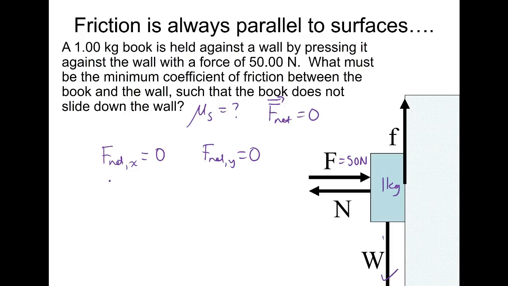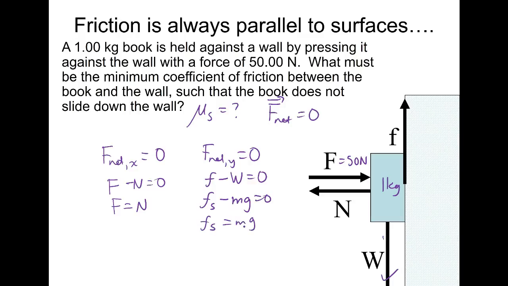Okay, so we're going to have friction going up, normal force pushing out, and weight pushing down. So what we can say from this is that in the x direction, F minus n equals 0, so the applied force must equal the normal force. And in the y direction, friction minus the weight is equal to 0, so static friction minus mg is equal to 0, or static friction is equal to mg. But at the same time, the force of static friction is less than or equal to mu times the normal force.